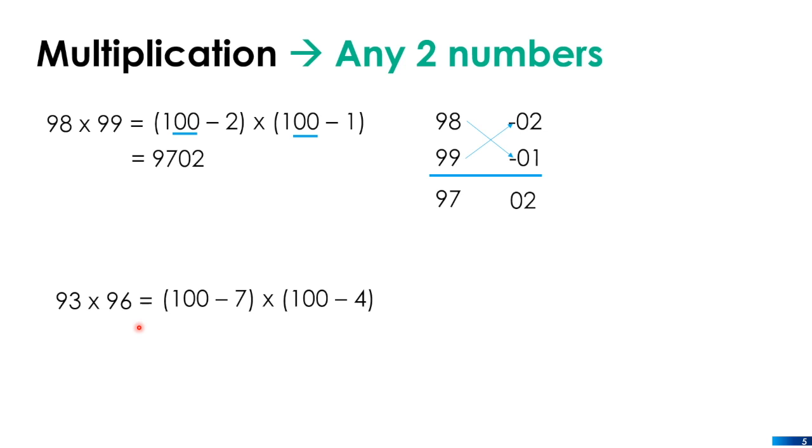93 times 96. 93 is 100 minus 7. 96 is 100 minus 4. I put them on the right over here. 93, 96, 7 and 4. And similarly over here, I also put them as two-digit numbers. So 7 times 4 gives you 28. 96 minus 7 gives you the same answer as 93 minus 4, which is 89. So the answer is 8928.